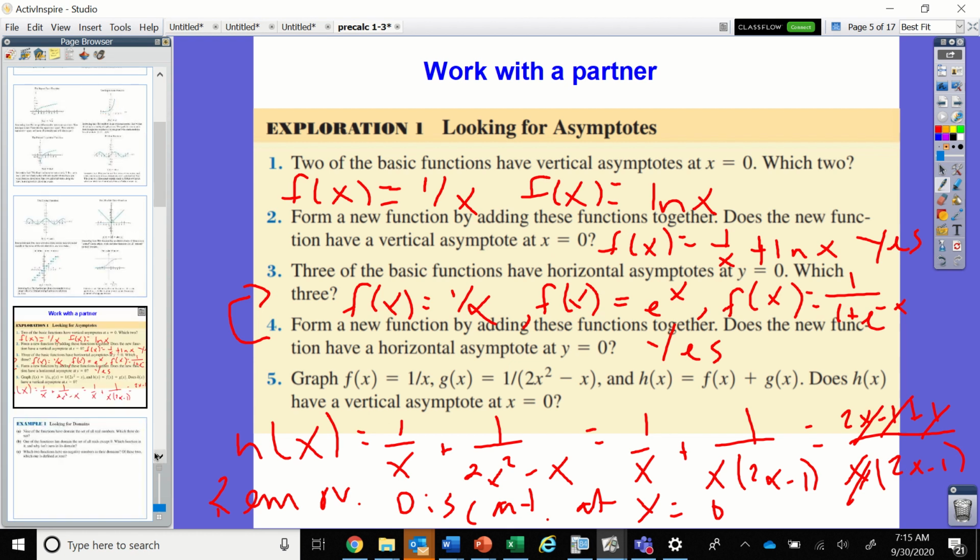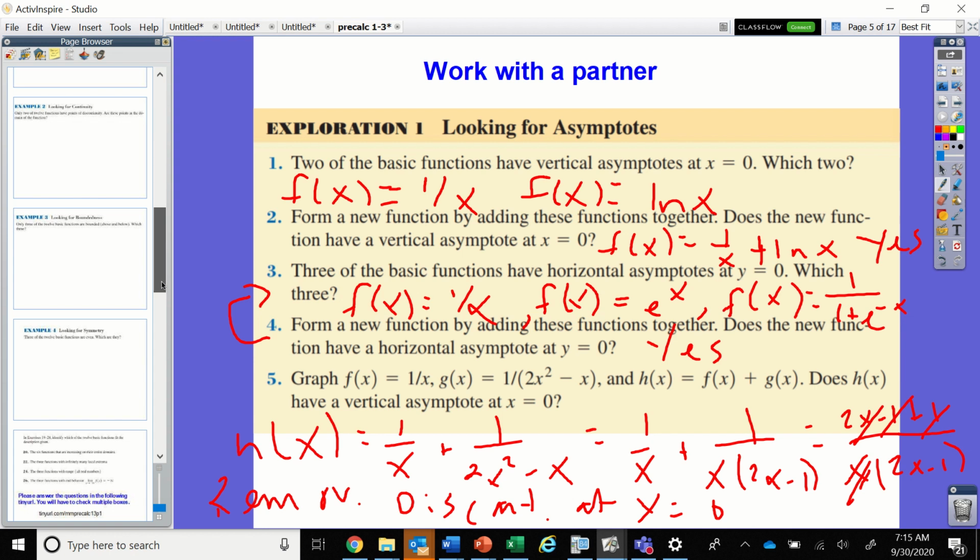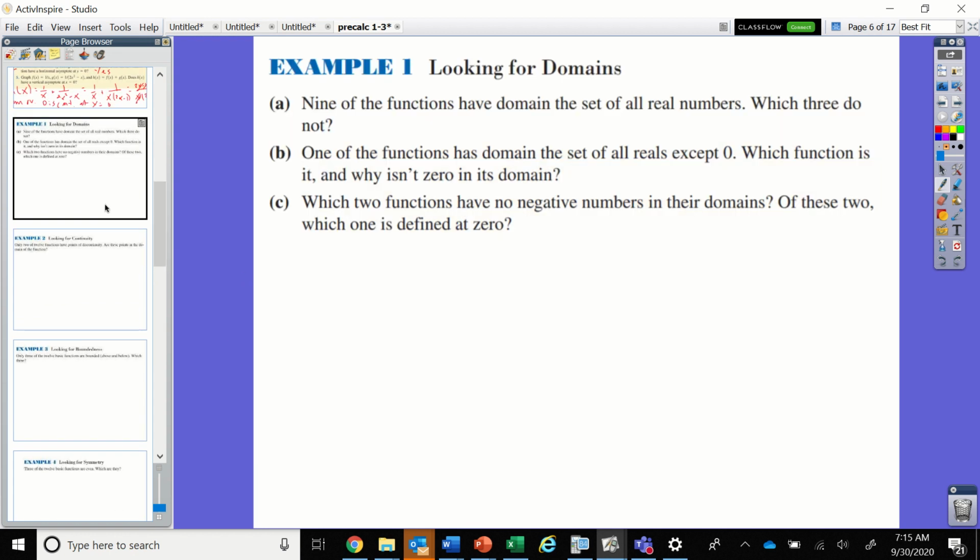All right, so let's go on and take a look here at a couple of examples for today. So it says looking for domains. What you're going to be looking for here is the 9 of the functions that have the domain that is the set of all real numbers. And so your domain is from -infinity to infinity, and it says which 3 do not. And so again, I challenge you to pause this video because most of this can be practice for you to look at the functions and then come back and see which ones actually follow these guidelines that the questions give you. So I challenge you to pause the video and do part A, B, and C before you look at my answers. All right, so for part A, which ones go from -infinity to +infinity for our domain?